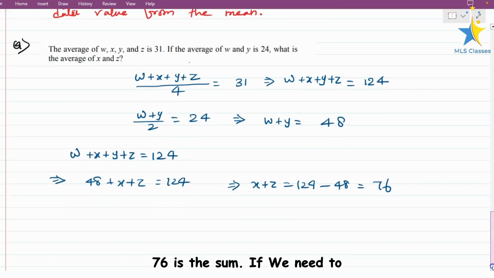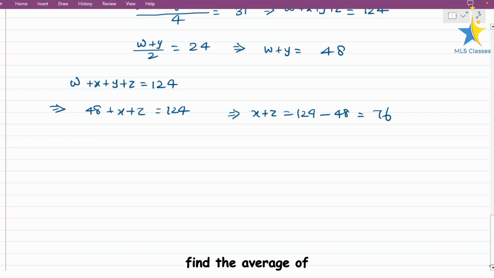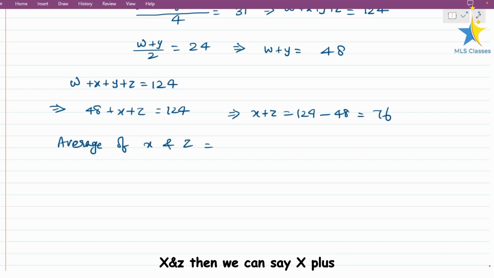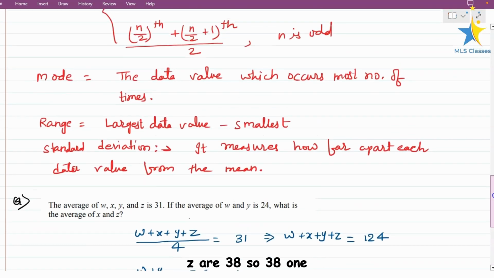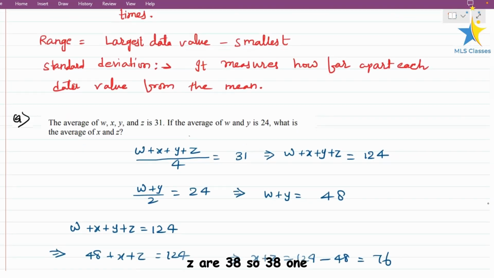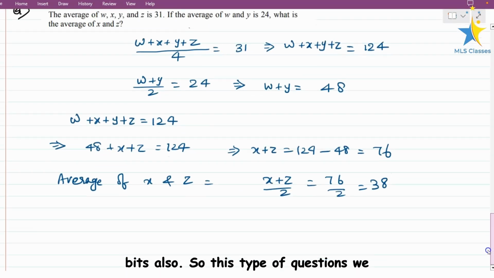Now 76 is the sum. If we need to find the average of X and Z, then we can say X plus Z over 2, that is 76 over 2, that is 38. So we can say the average of X and Z is 38. So 38 will be its answer. So this type of questions we will get.